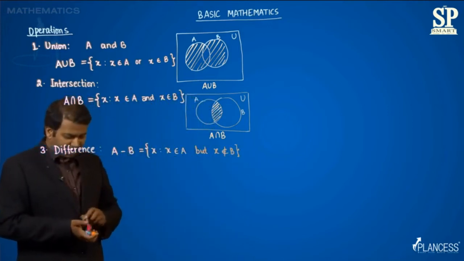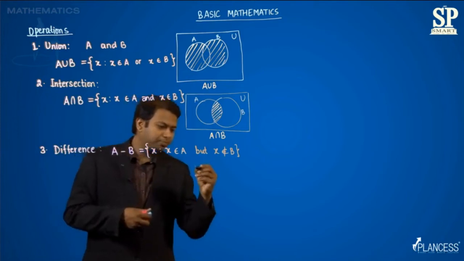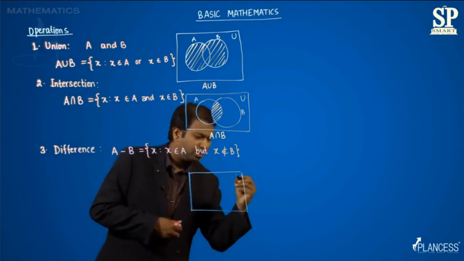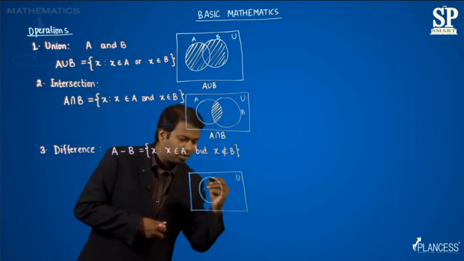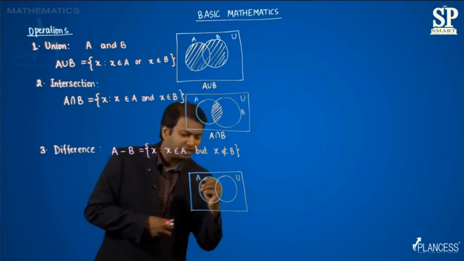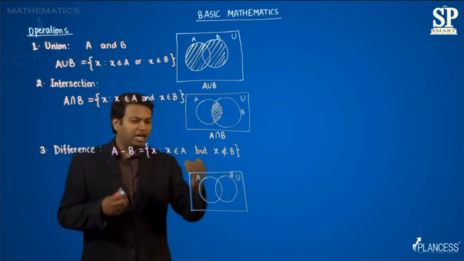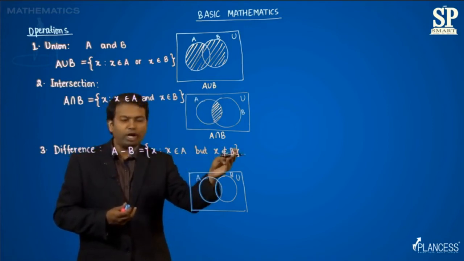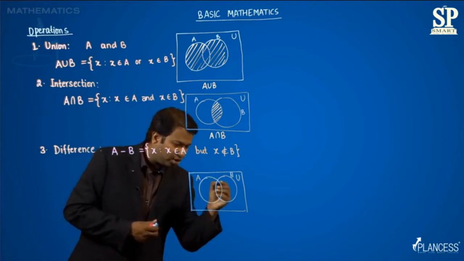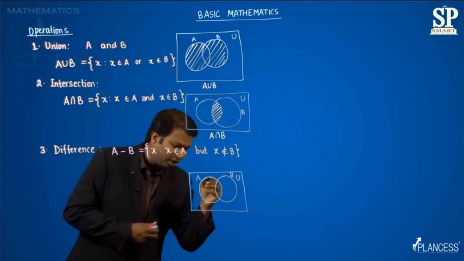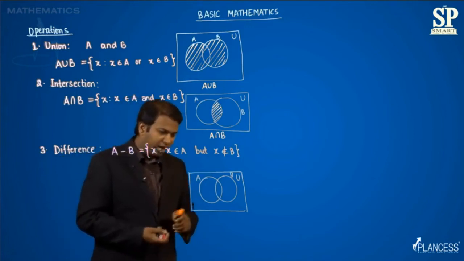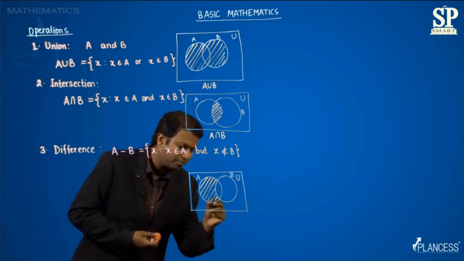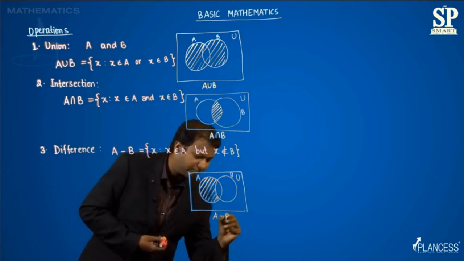So if we want to represent this with the help of a Venn diagram, this is our universal set. Here is a set A and here is the set B. Now it is such a set which has elements from A, but those elements should not belong to B. So this is the portion which belongs to both, and hence A minus B can be represented by this portion of the diagram. So this is A minus B.